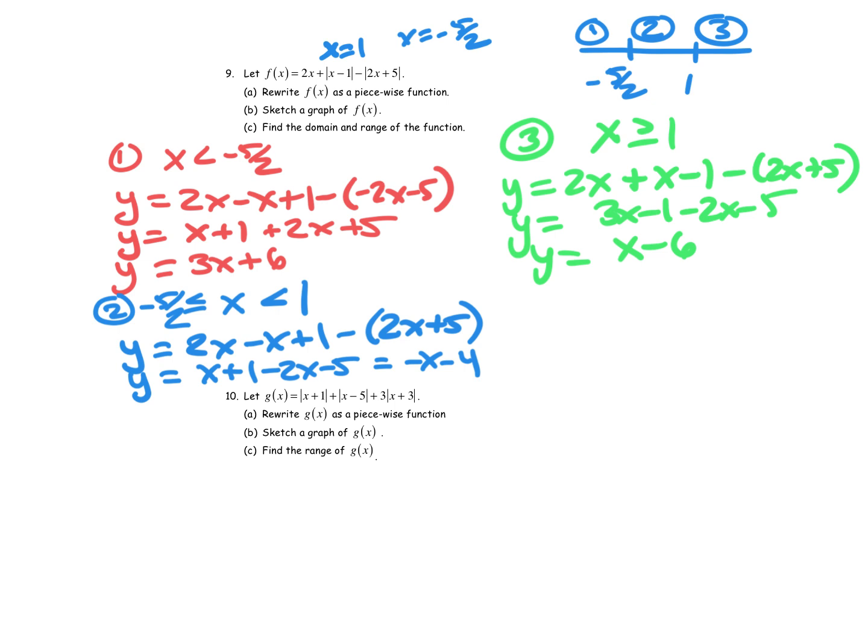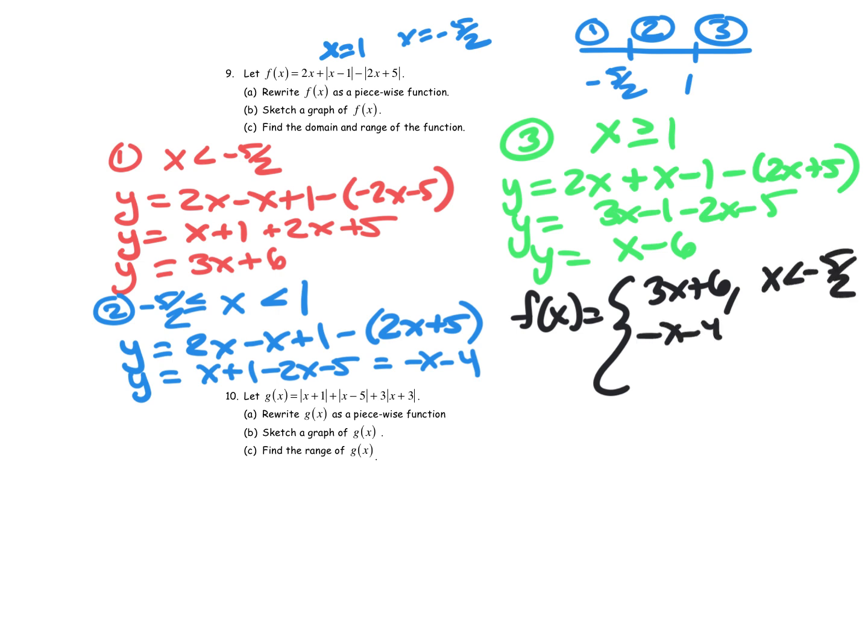Okay. Now, remember what I said when you're graphing these types of functions, they should all connect. So before we do that, try to graph it. Let's just rewrite this in proper form. Piecewise notation would be: the first one is 3x plus 6 for x less than -5/2. The second piece is -x minus 4, and that's for x greater than or equal to -5/2 and less than 1. The last piece will be x minus 6, and that will be for x greater than or equal to 1.